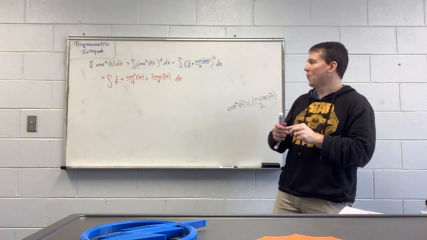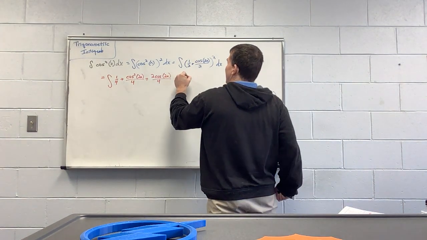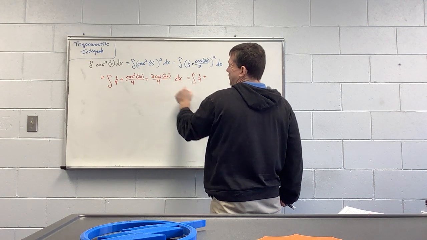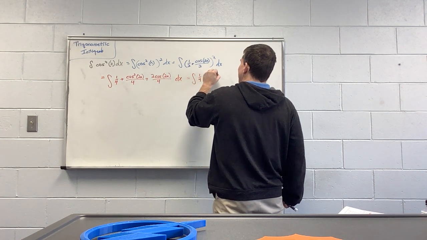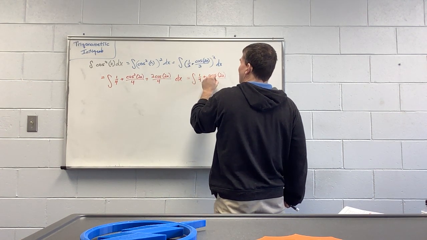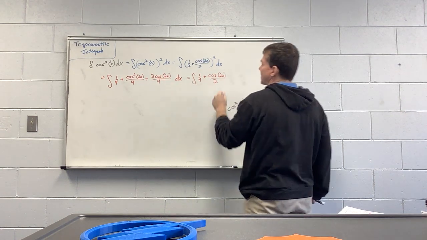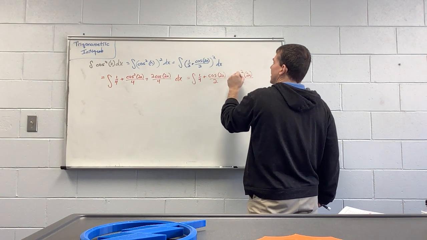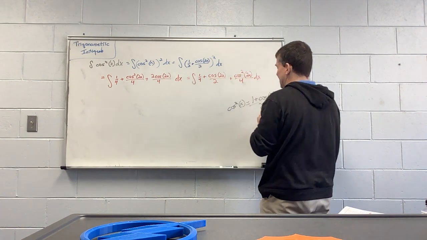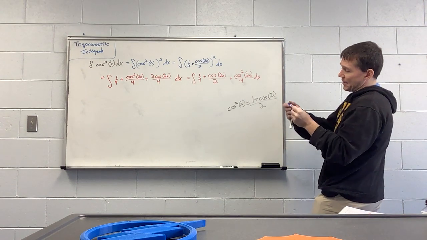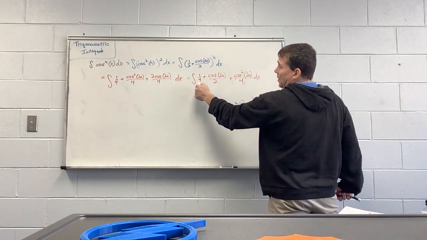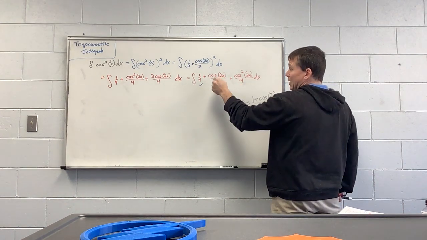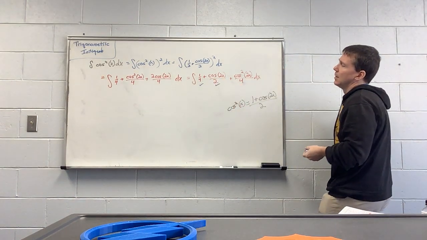And that's just doing the FOILing out, which all of you can do. Now if I rewrite it a little bit, 1/4 plus, I'm going to put that term second, 2 over 4 is 1/2, so cosine 2x over 2, plus cosine squared 2x all over 4 dx. And now if you think about it, that's 1/4, that's an easy integral. Cosine 2x over 2 is a regular trigonometric integral, not a big deal.